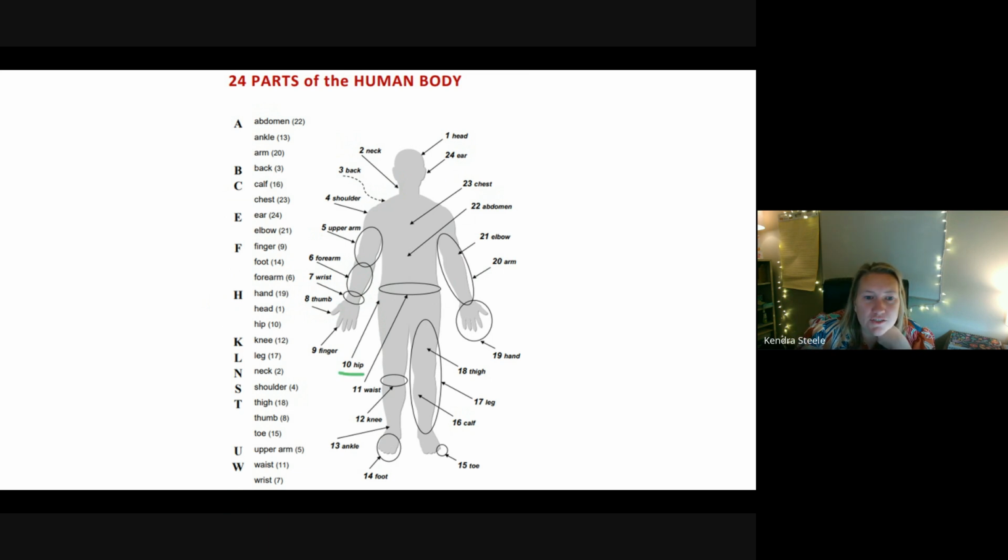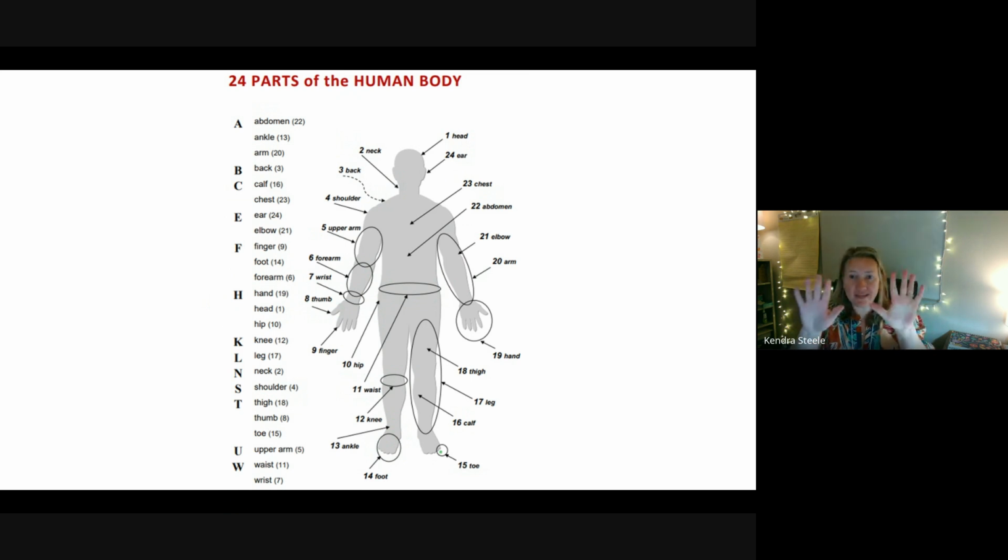Number 10 is pointing to the hip, which is your hip bone, okay? 11 is your waist. This is usually where your pants come up, okay? Number 12 is the knee. 13 is the ankle. This is where your leg connects to your foot, okay? 14 is the foot. 15 is a toe, okay?